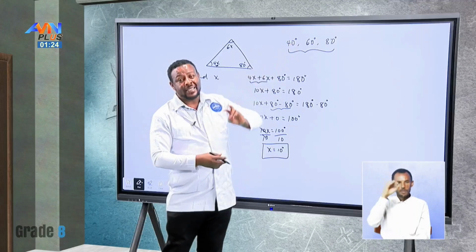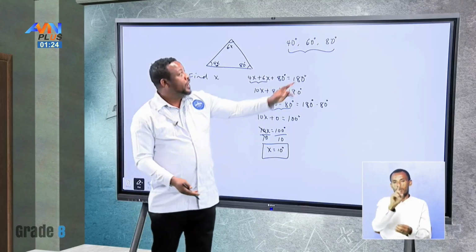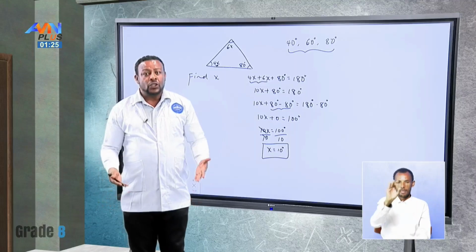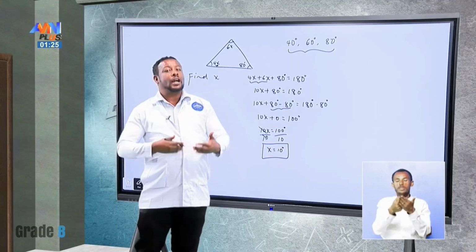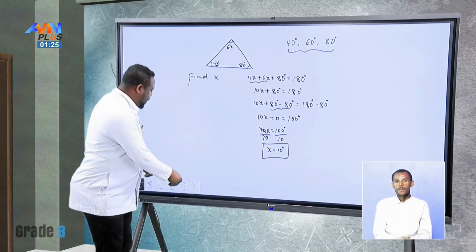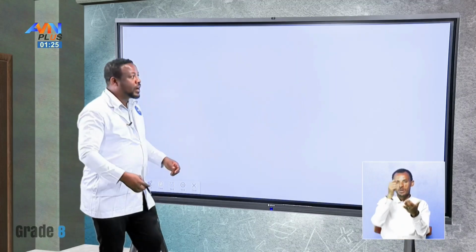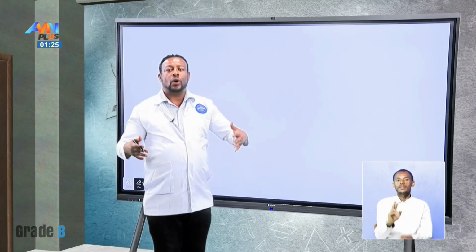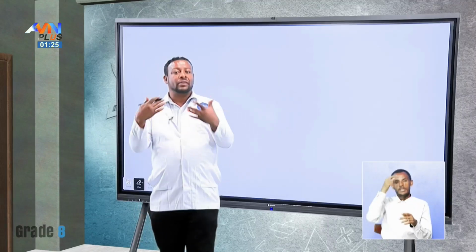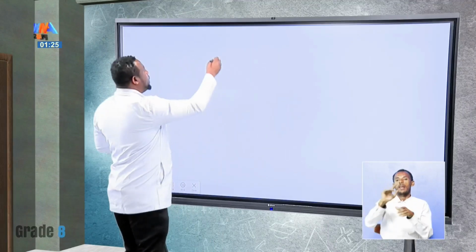Because 40 plus 60 is 100. 100 plus 80 degrees is 180 degrees. So, in this way, you can calculate the unknown variables, right? Good. So, these are the things which were discussed in the previous lesson. Today, we will have a discussion on theorems on exterior angles, okay?